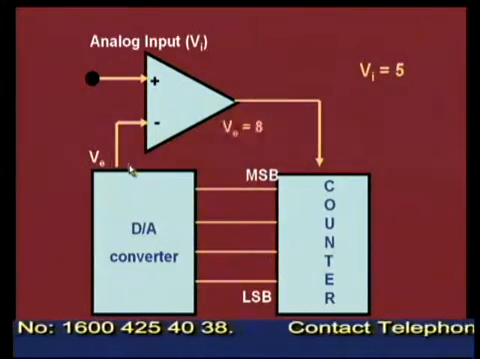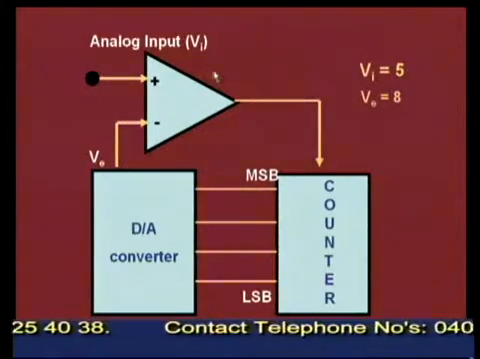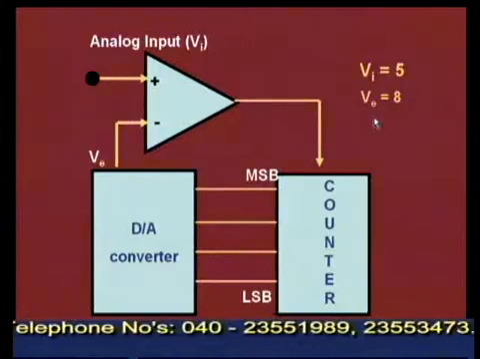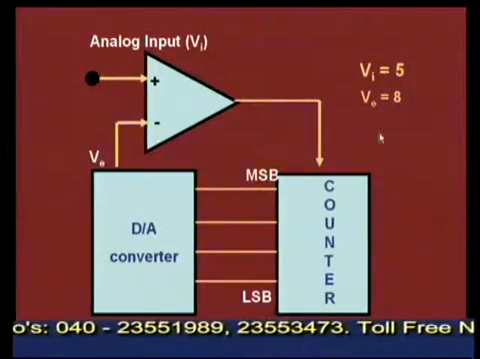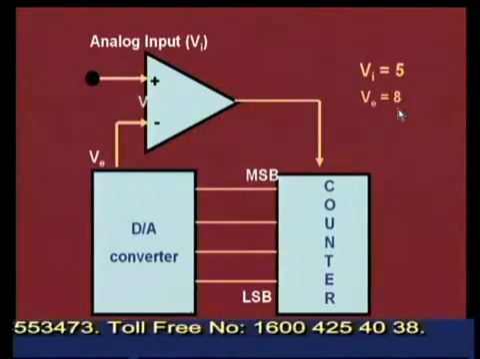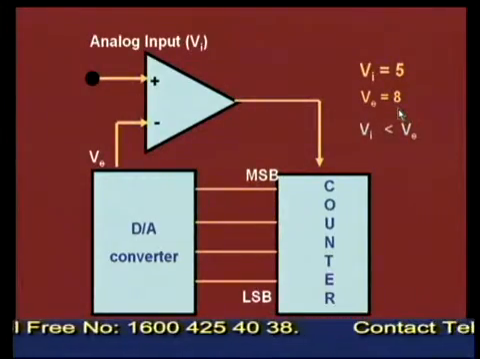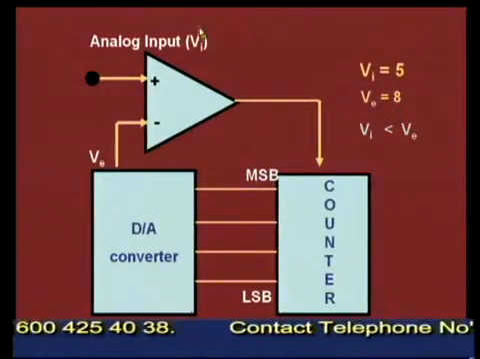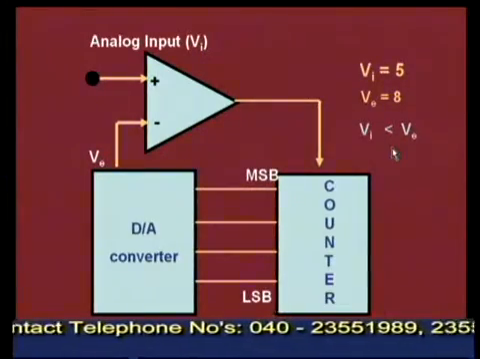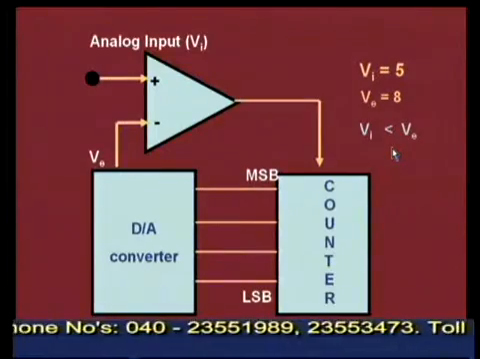So, we have two values now. For the comparator, there are two values available, the input value as 5 volts and the equivalent value as 8 volts. So, what should it do? Take a decision, which one is higher? It finds that the input value Vi is less than the equivalent value Ve. Then what should take place?